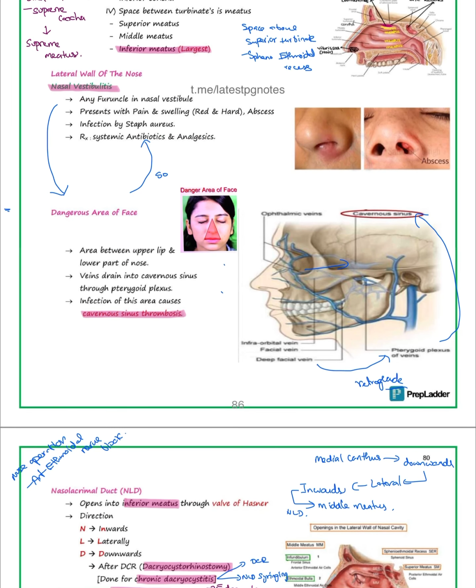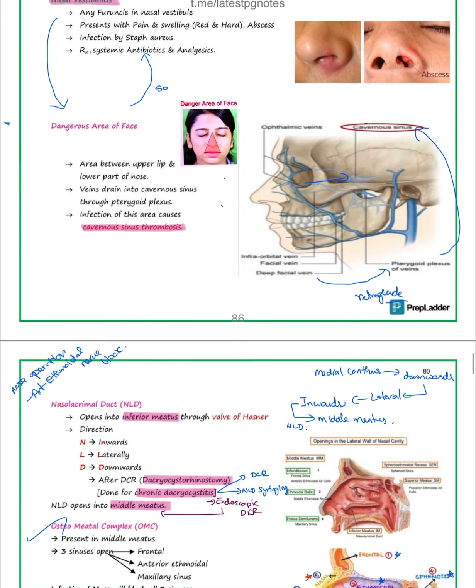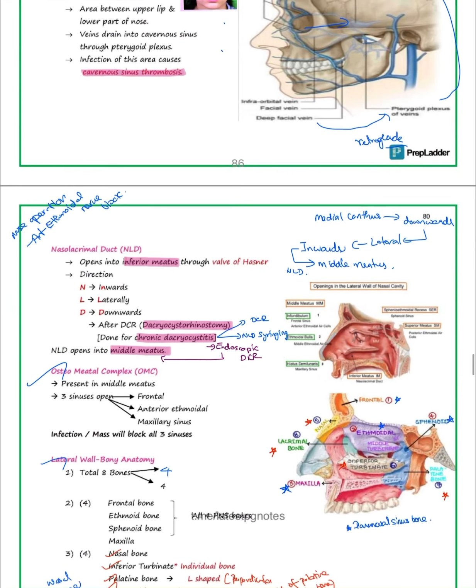This vestibule is a part of the dangerous area of the face, because when it gets infected, it can directly communicate with the cavernous sinus. The dangerous area of the face is the area between the upper lip and the lower part of the nose. You can see the upper lip and lower part of the nose drain into the cavernous sinus through the pterygoid plexus. Infection of this area causes cavernous sinus thrombosis, guys. This is a very severe condition, causing obstruction and causing stroke or paralysis.